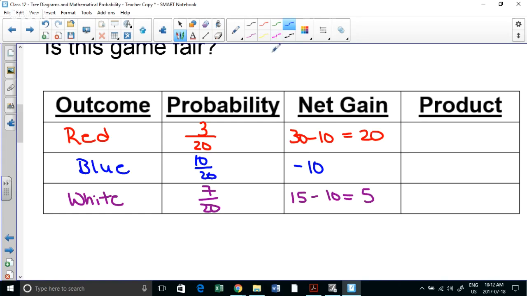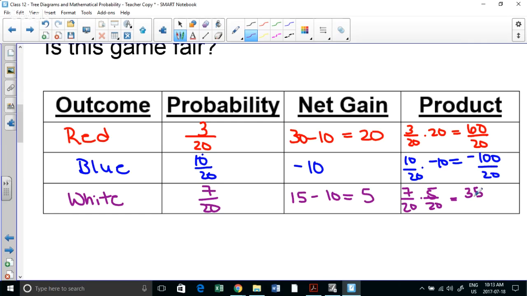So the product is I take the 3/20 times 20, which gives me 3. We're actually going to keep the denominators. So always keep these denominators the same. So this gives me 60/20. 10/20 times -10 gives me -100/20. 7/20 times 5 gives me 35/20.